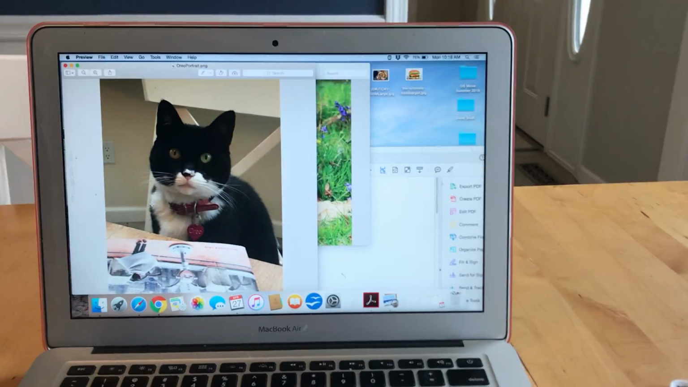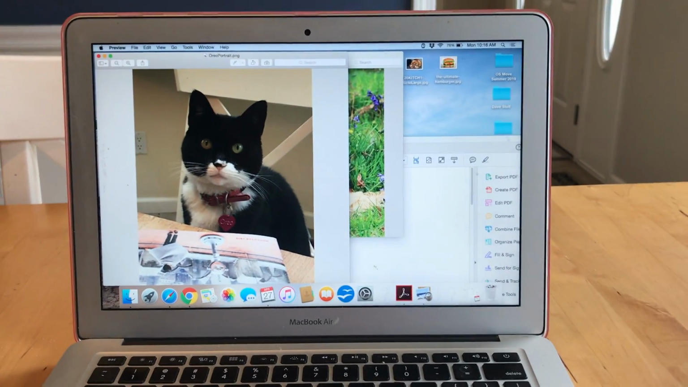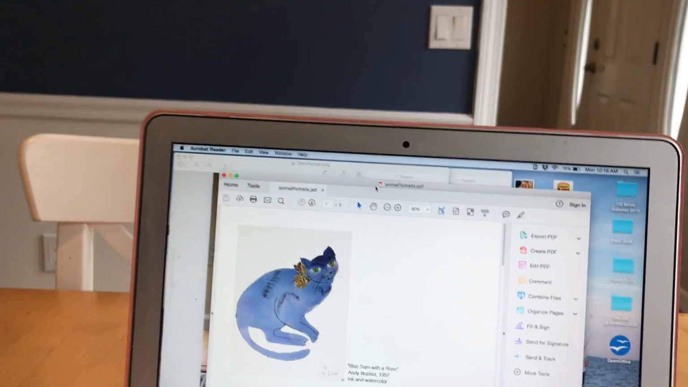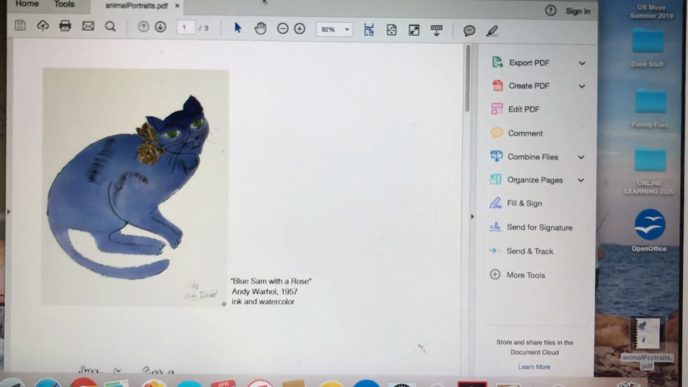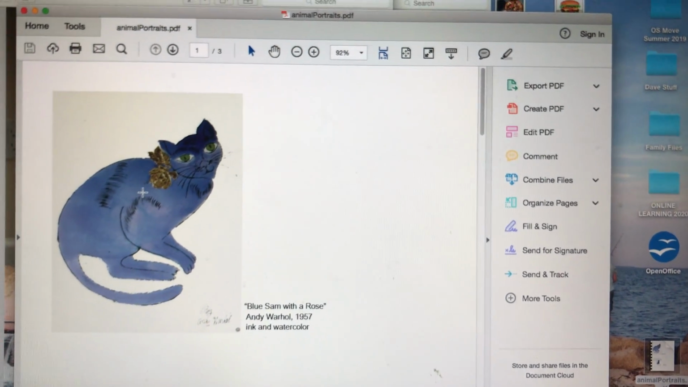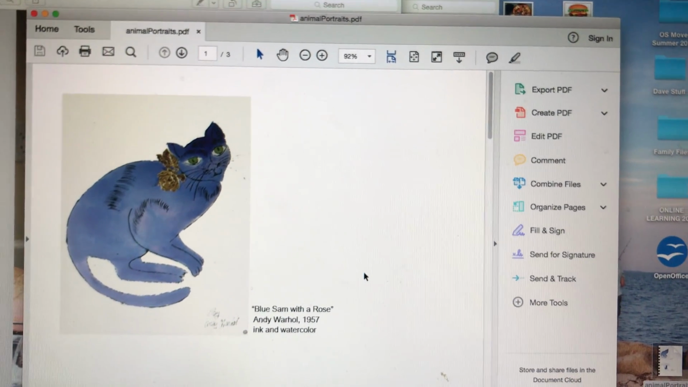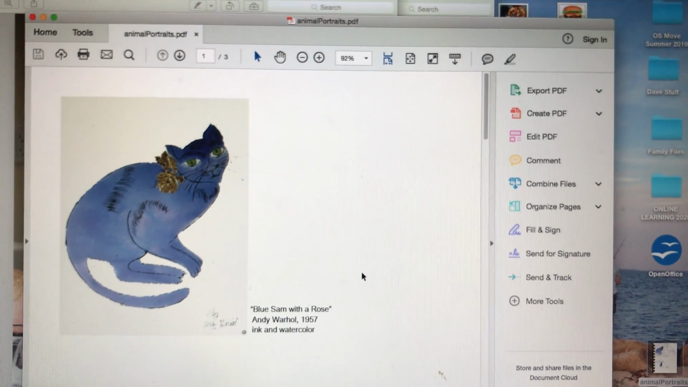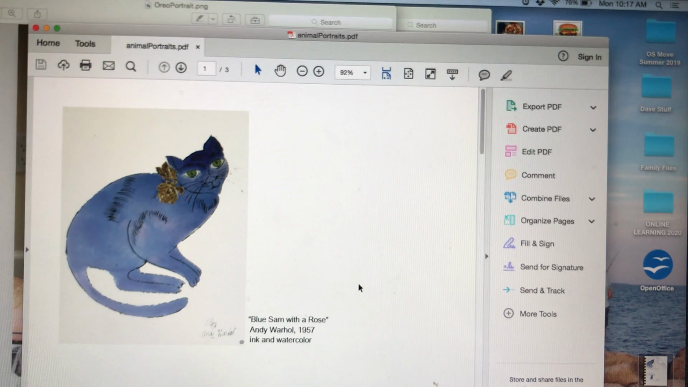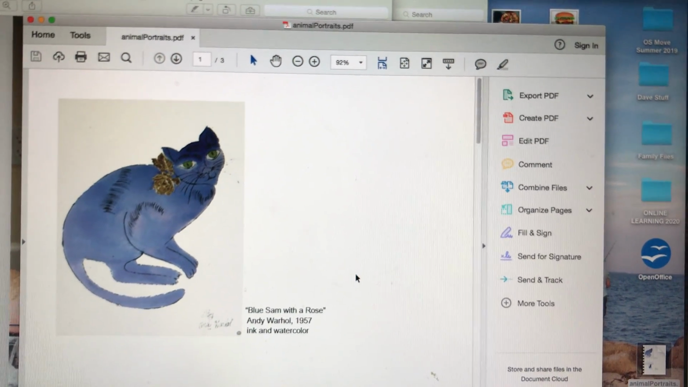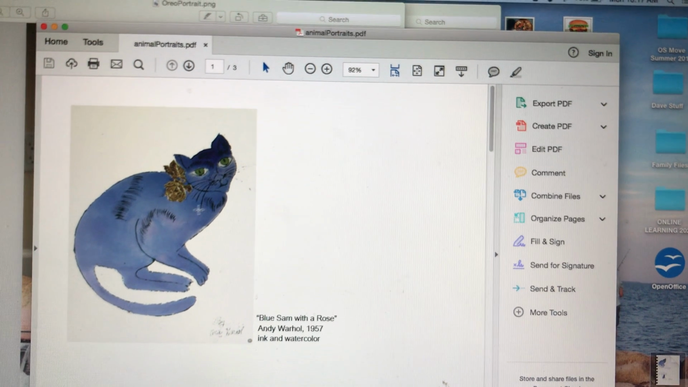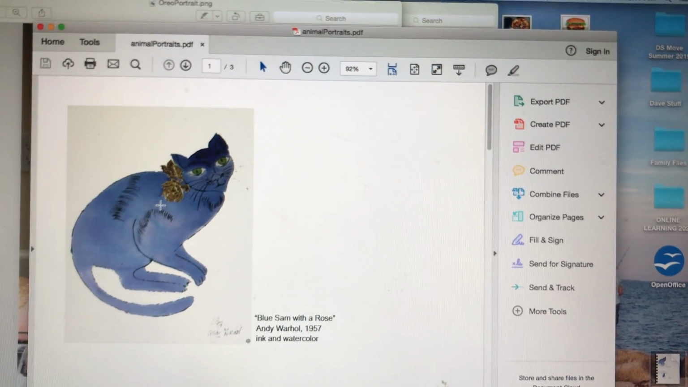That's because I've been looking at some animal portraits and I made you a PDF if you're interested in seeing some famous portraits of animals from the art history world. This is by Andy Warhol, who we've talked a little bit about in art class. Andy Warhol is most well known for his silkscreen prints, but early in his career, before the 1960s, he did a whole series of kitty cat drawings. He did black ink with watercolor, and he had a bunch of Siamese cats.